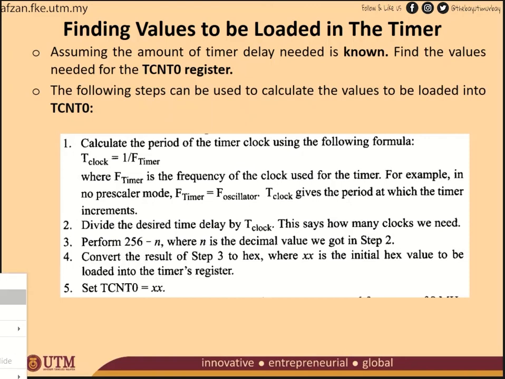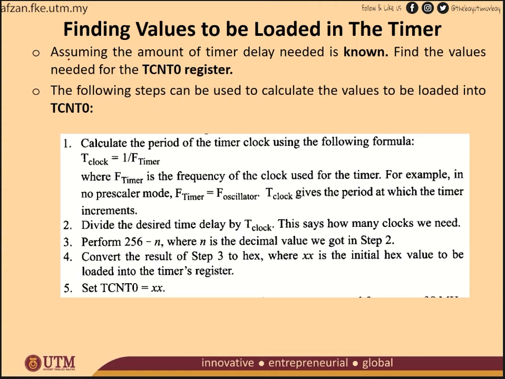Okay, now we start to find how to find a value to be loaded in the timer. As I mentioned earlier in the previous slide, there are three or four equations that you need to remember in order to calculate your TCNT value. So in this case, we want to find the value you want to load to your TCNT.